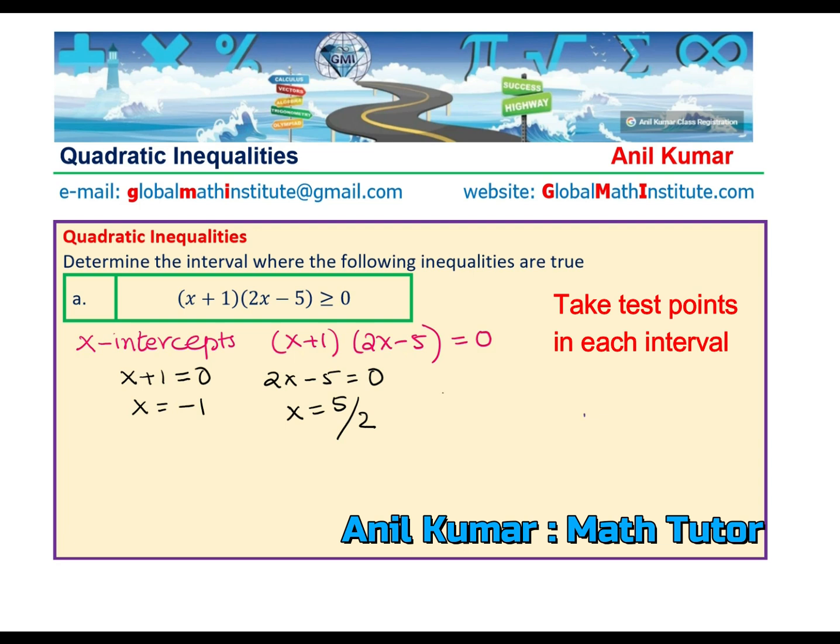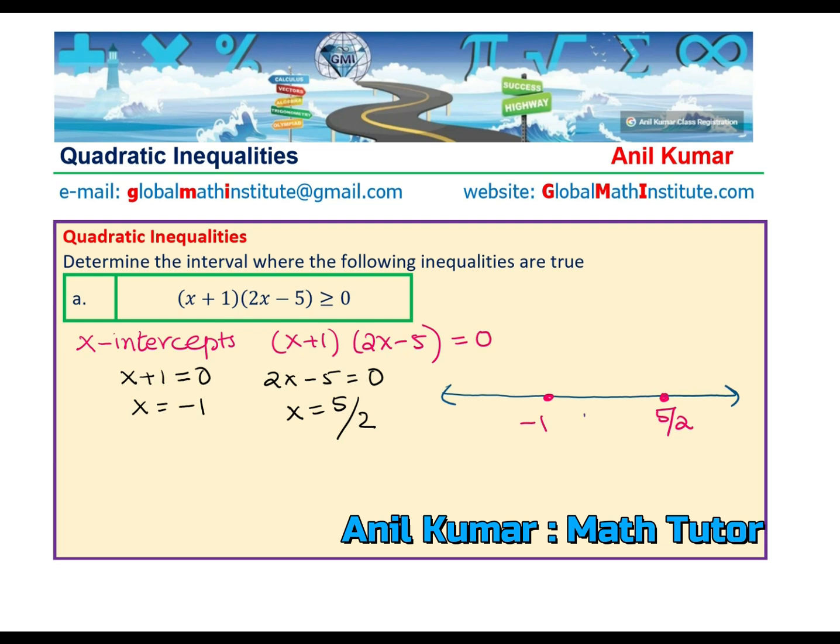On a number line, let us take these two zeros. One zero is at minus 1, the other one is at 5 by 2. Now, around these two zeros, we are going to take test points. A test point on the left side of minus 1 could be minus 2. Something in between, 0 is a good number, and more than 2.5, we can take 3. So these are my three test points.